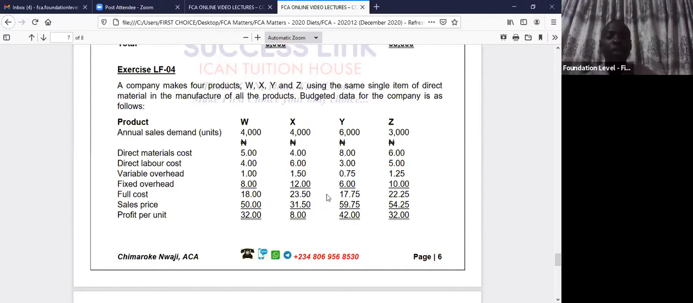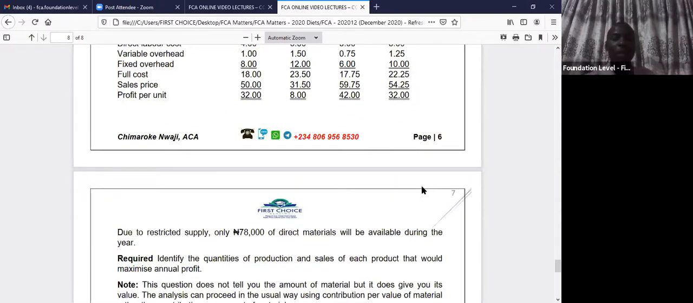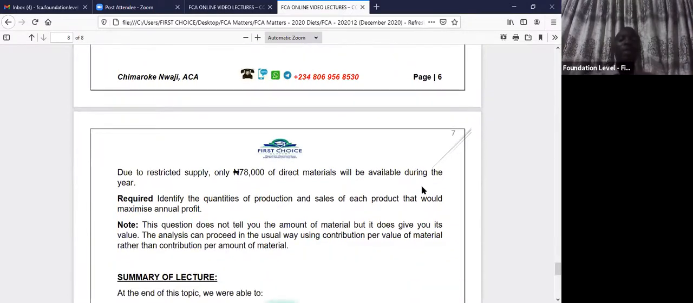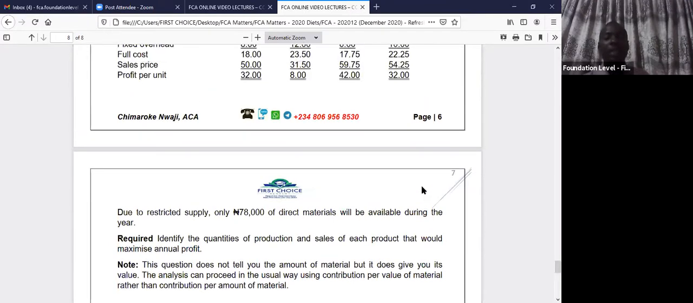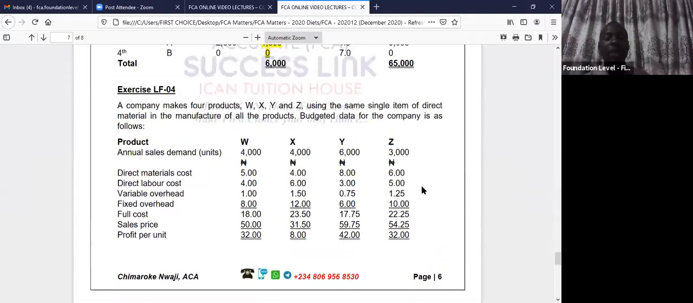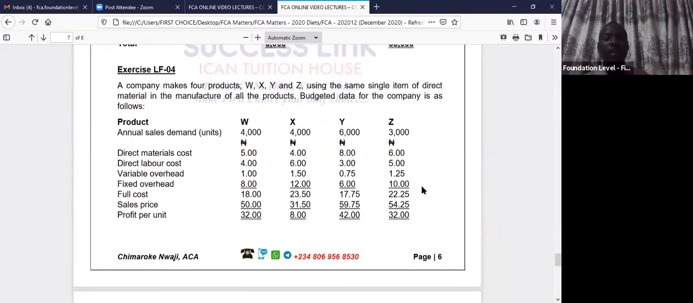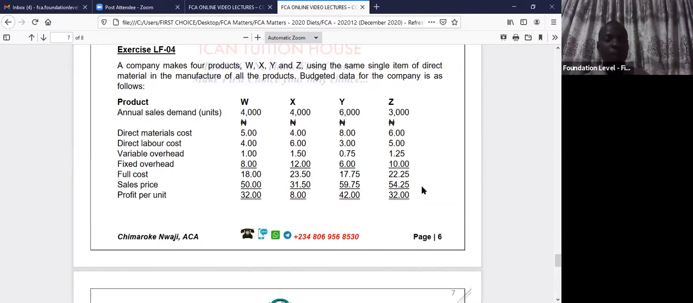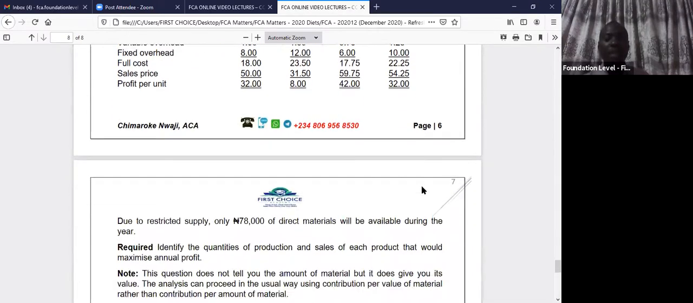Now we are not told what the limiting factor is. We are not told yet. Now, they said that due to restricted supply, only 78,000 naira of direct materials will be used during the year. So you see, this is 78,000 of material. All of them are competing for the same material, so material is the limiting factor. Now that's going to be an assignment for you.